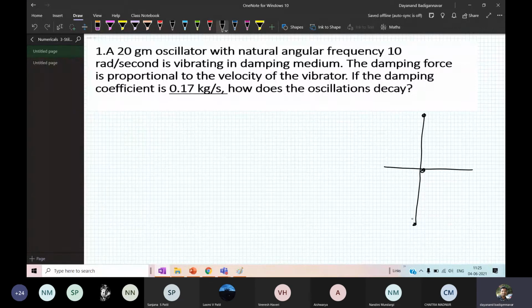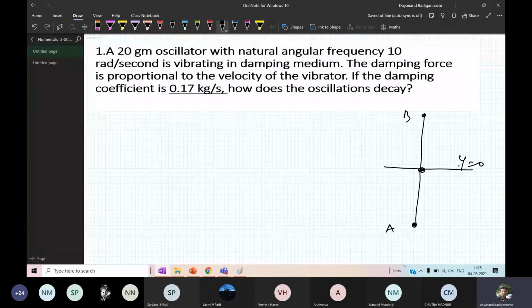What is given to you? It is vibrating between A and B. This is the equilibrium position. The oscillations will die after some time. We don't know what system they have given, so I have taken a generalized system with mass M.